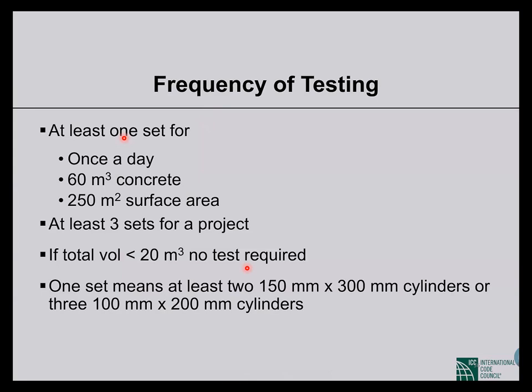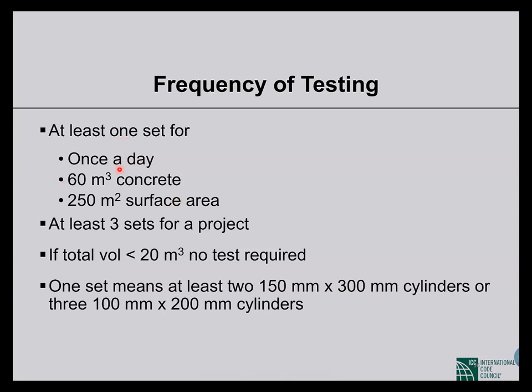How many sets should we test during construction? The number one criterion is once a day. Suppose in the first day you cast some concrete, in the second day you cast again some portion of the structure, but every day you have to take at least one set of cylinders.